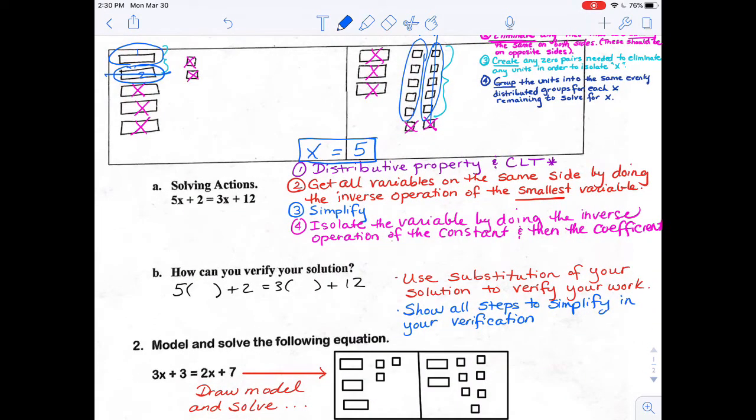When it says solving actions, that means I need to see every single step. You can't skip anything. I need to see the simplification, the inverse operations. So step 1 says distributive property and combining like terms. There is no need for distributive property or combining like terms. I do need to go ahead and do step 2 where I can see I have variables on both sides. So we always get rid of the smallest amount of variables. I've got 5x on the left, 3x on the right. So I'm going to get rid of that 3x by subtracting 3x on both sides.